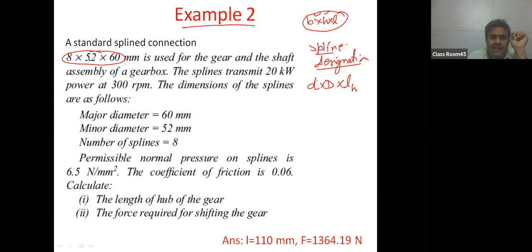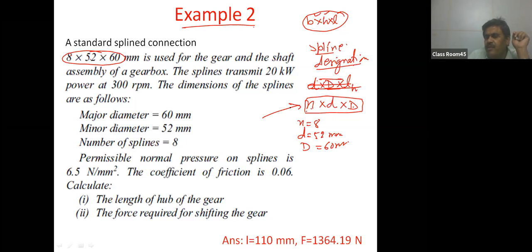So here minor diameter, no, it is not correct. N is the number of splines, then minor diameter, then major diameter. This is correct. NDD. So N is the number of the splines. So here 8 is the number of the splines, so N equal to 8. D is the minor diameter, so D equal to 52 mm. And capital D major diameter is 60 mm. So designation for the spline is NDD.